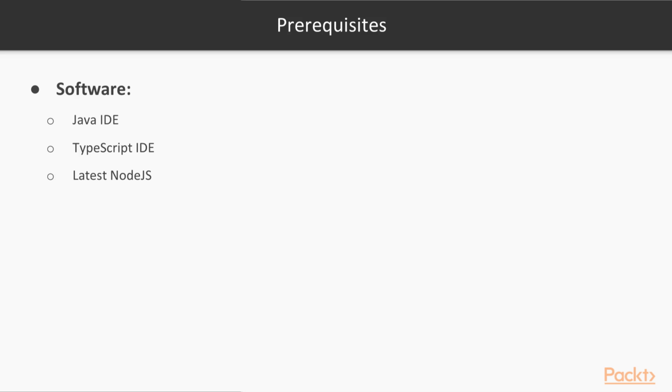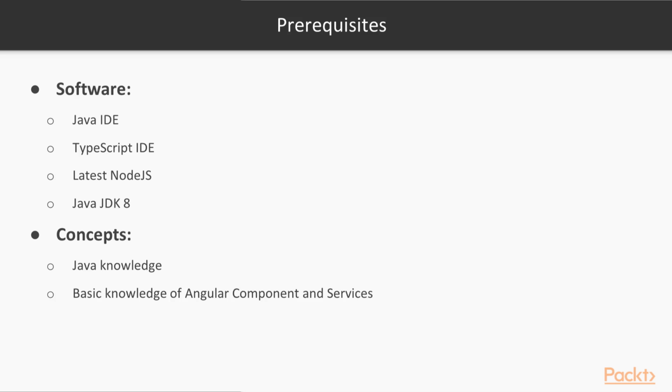The prerequisite software for these sections are a Java IDE, a TypeScript HTML compatible IDE, the latest Node.js installed on your machine, and a Java JDK 8 installed. The concepts that you will need to know before starting are a basic knowledge of Java, a basic knowledge of Angular and concepts like component and service, TypeScript knowledge, and HTML knowledge.